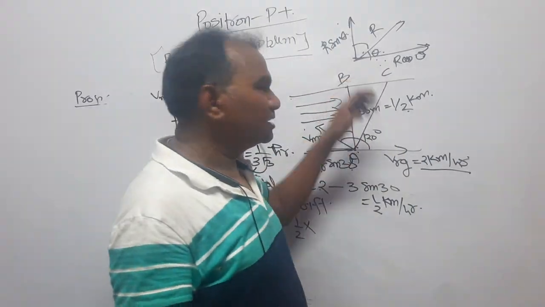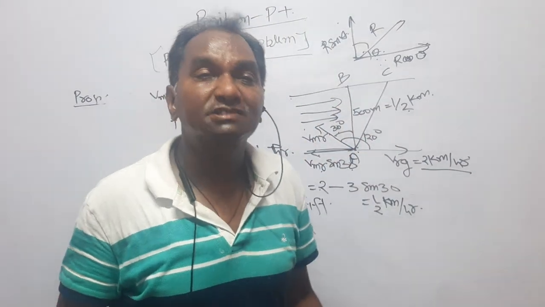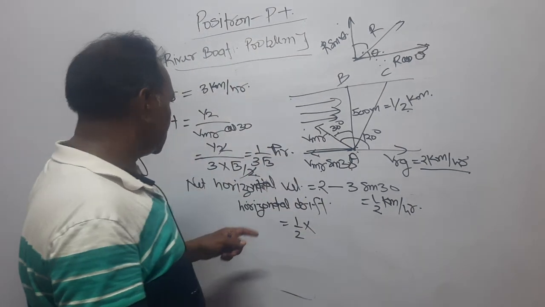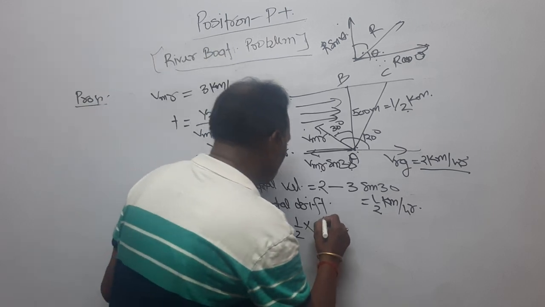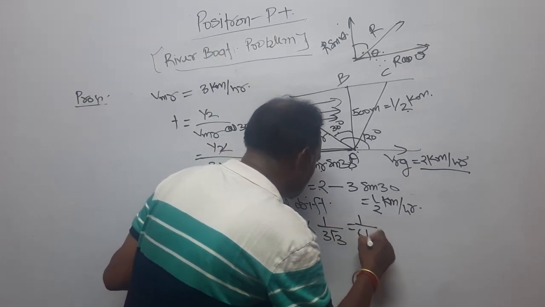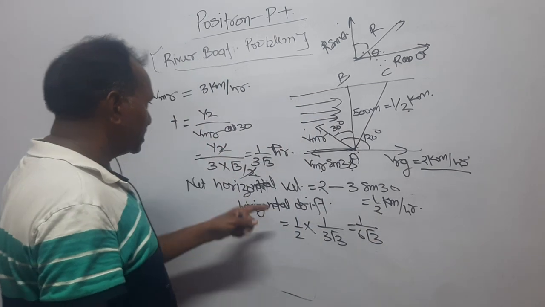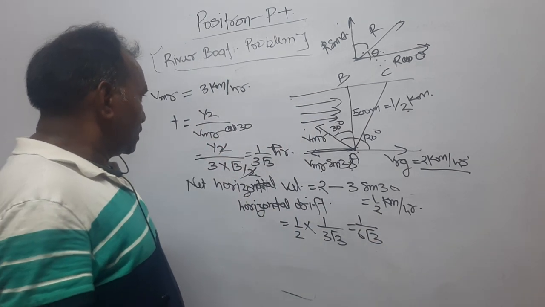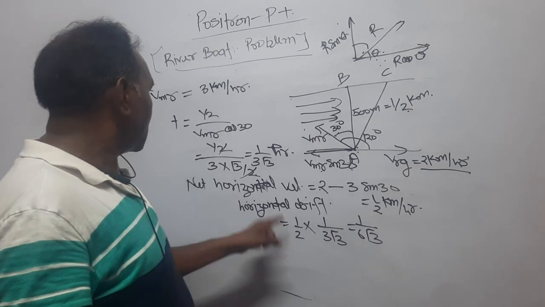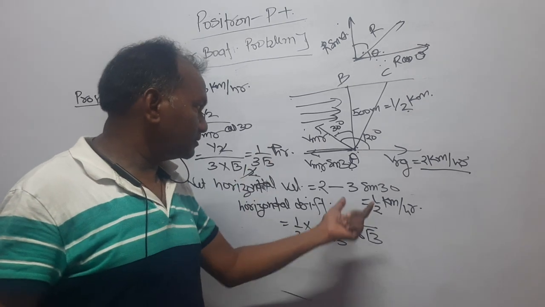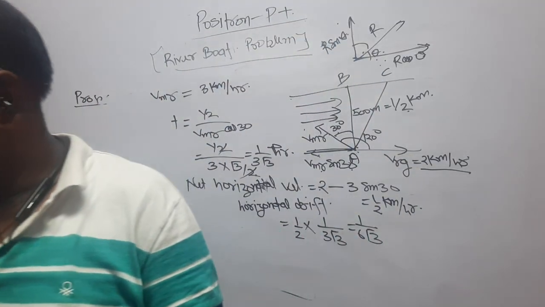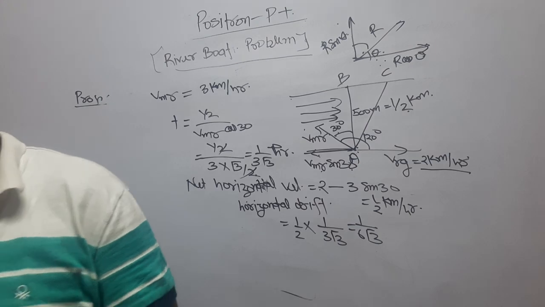And how much time the swimmer took to cross the river, that works out to be 1 by 3 root 3, and so 1 by 6 root 3, right? Horizontal drift is equal to the horizontal component of velocity, which is this, times the time taken in crossing the river, which is this, so 1 by 6 root 3. In SCV, it is solved in this way.